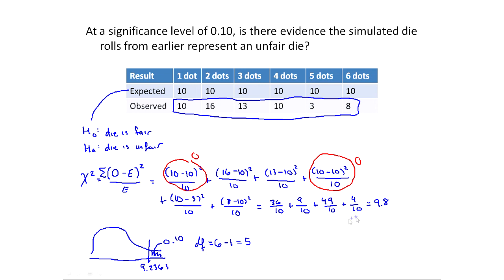As you can see, the 9.8 is just a little bit bigger than that, right? So it ends up maybe about right here if I was trying to visualize where that 9.8 is. And so that means automatically, since I have 9.8 bigger than my 9.2363, we're in the rejection region, so I reject H naught. And I say, yes, there is evidence that this is an unfair die.